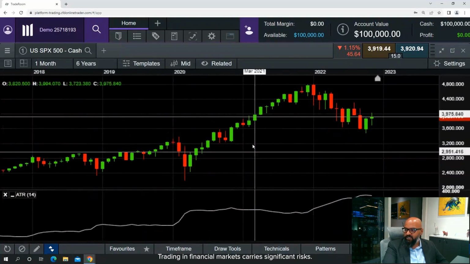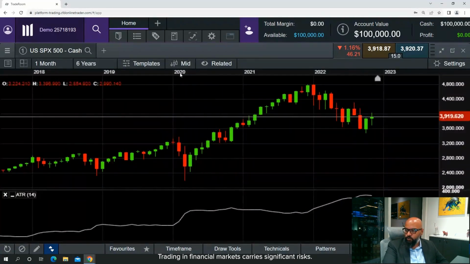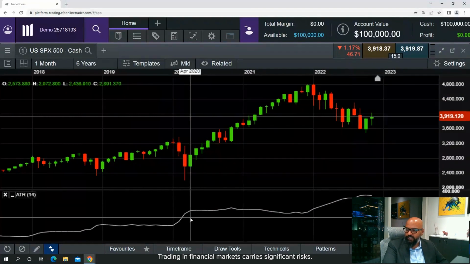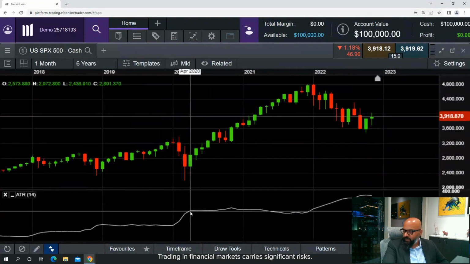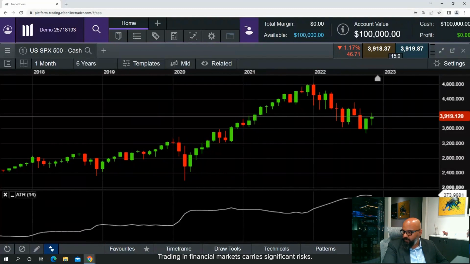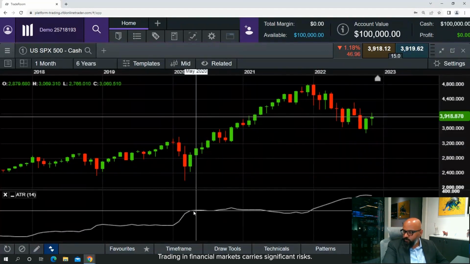Let's go back in history. Let's look at how many dollars it used to move in 2020. In 2020, SPX was moving, you can look at the prices on the right hand side over here where my cursor is. It was moving only $264.